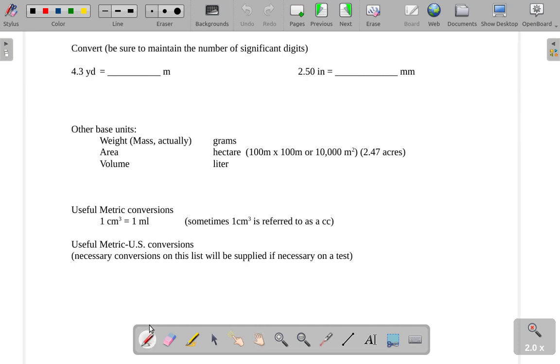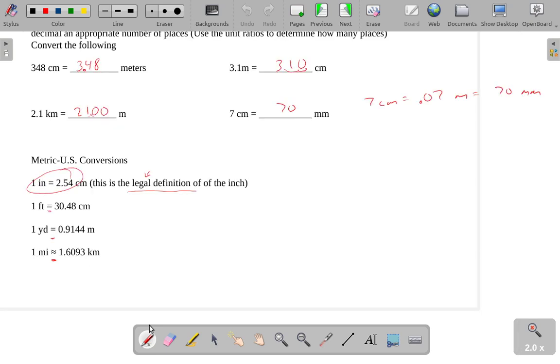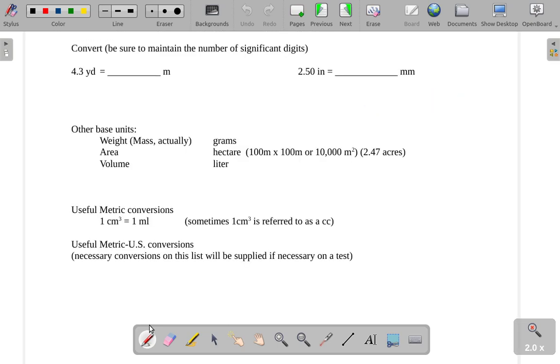Alright, so the instruction here is to convert, and be sure to maintain the number of significant digits. If we want to go from 4.3 yards to some number of meters, I'm going to use this conversion up here. Yards to meters, it looks like 1 yard is exactly 0.9144 meters. So 4.3 yards times, yards on the bottom and meters on the top.